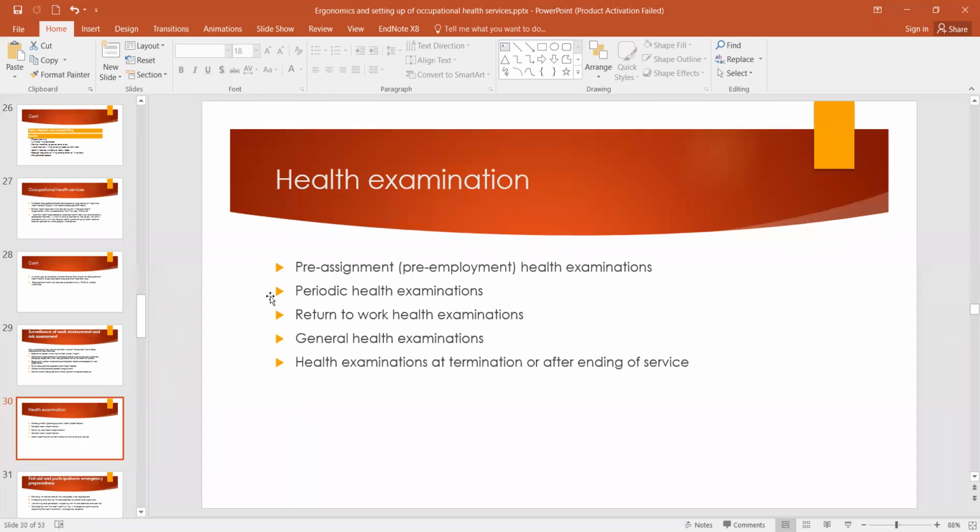Health examination is a basic need in the basic occupational health services. Pre-assignment and pre-employment health examination is necessary. Also needed are periodic health examination, return to work health examination, health examination at job change, and health examination at termination or after the ending of services.